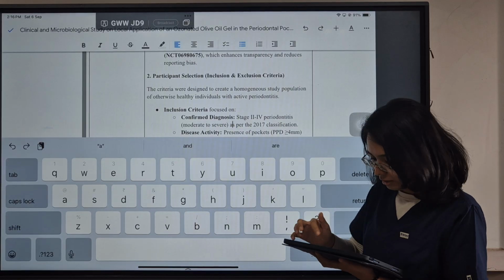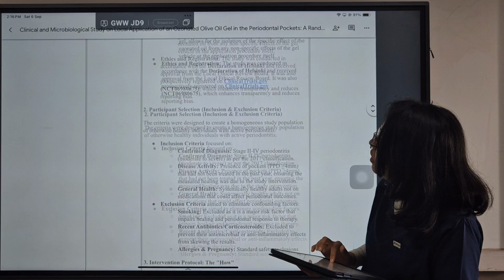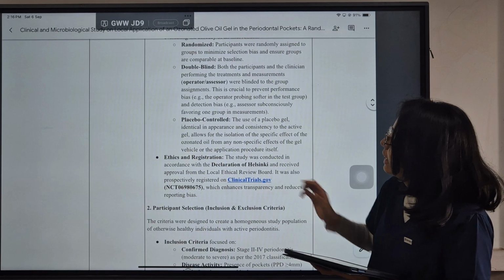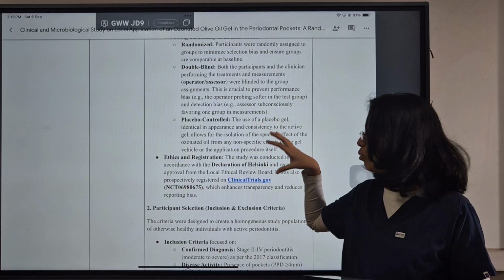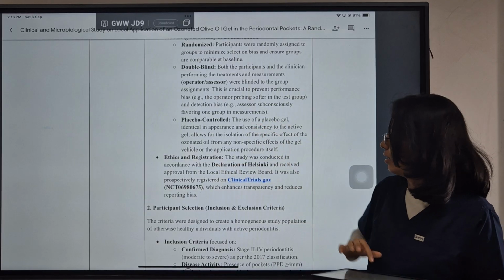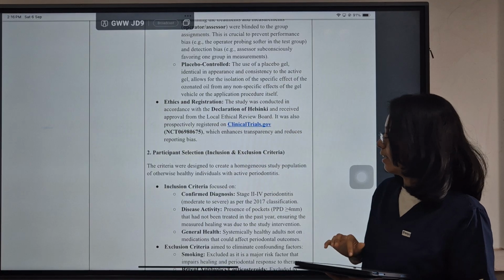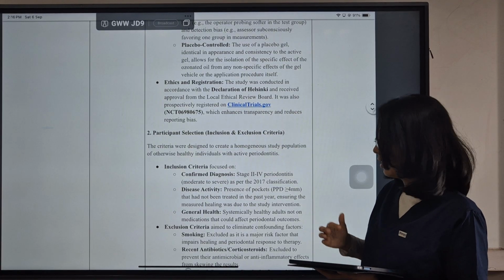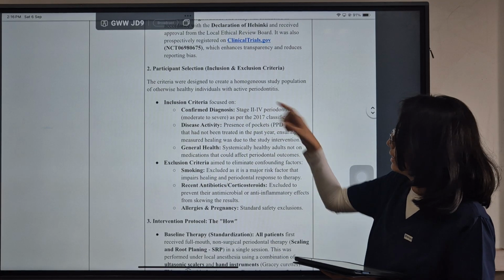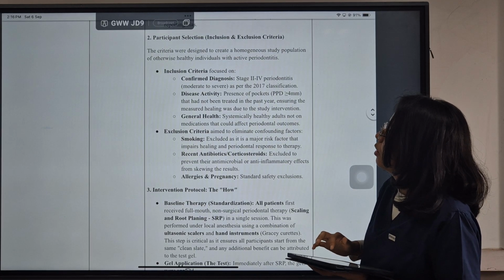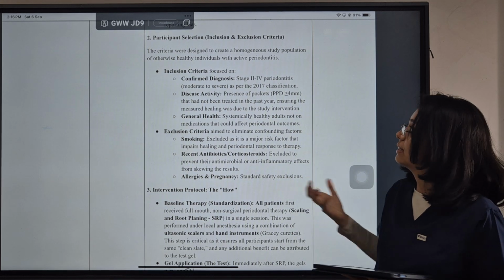This is essential to prevent the bias which is seen in the study. And then thirdly, we had this placebo control group. A placebo gel was applied here. And then they got it registered with the ethical committee, the institutional review board, and that was the number. And so they had this robust selection of participants in the study.